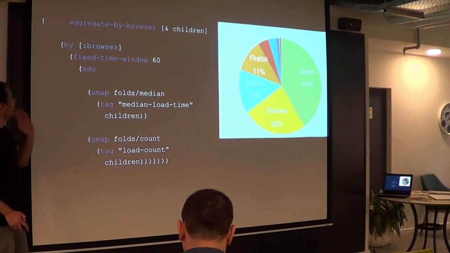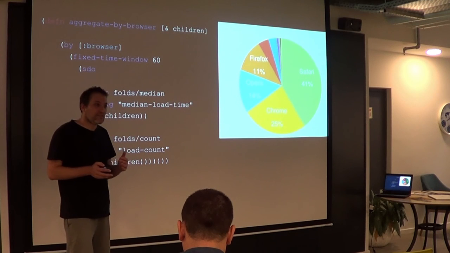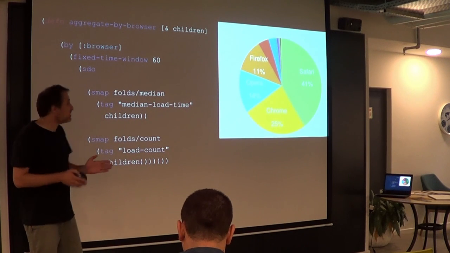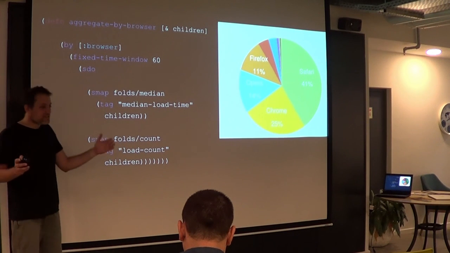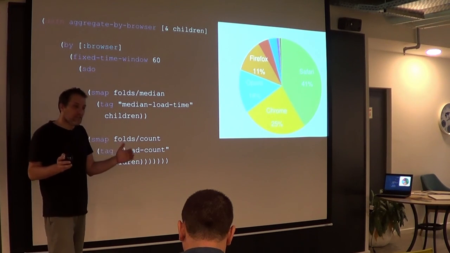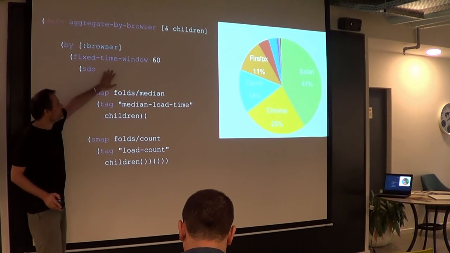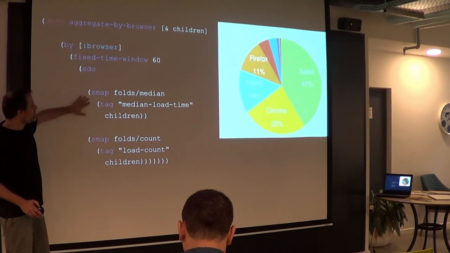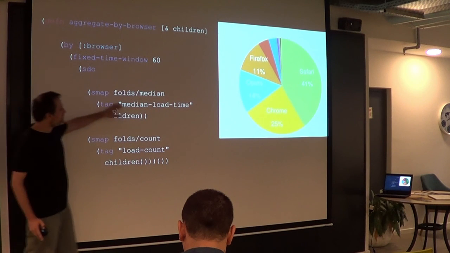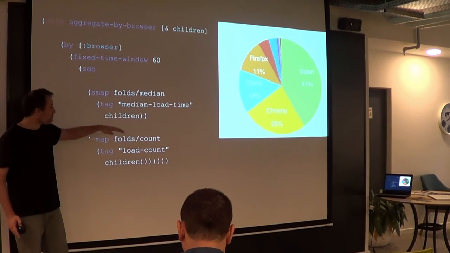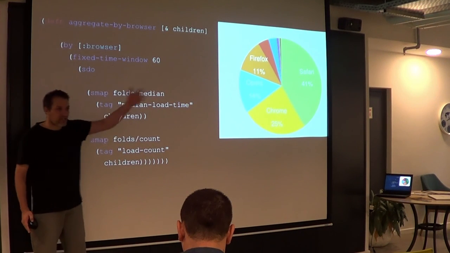So how do we do that? Now we want to split the stream, the same stream we had before, but this time group by browser. So we have this phase. And then we want to have a list that includes all the events from the past 60 seconds, okay? So this is what fixed time window does. And then we want to do two things. It says, split the stream again. Do two things. The first one, find the median, and add a tag to the event and pass it on to whatever child stream there is.